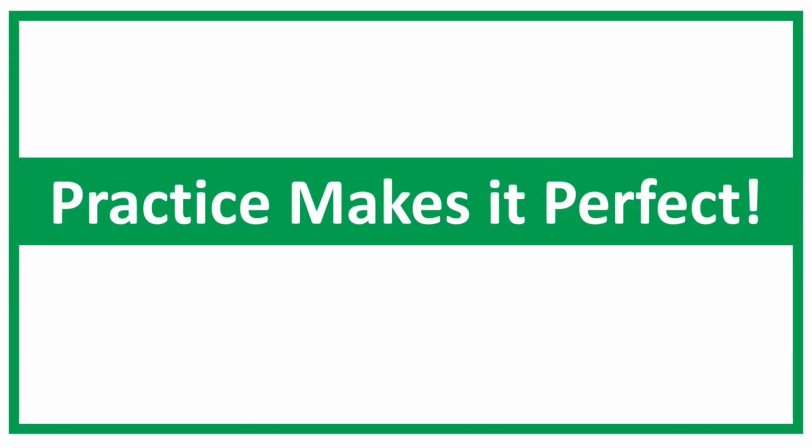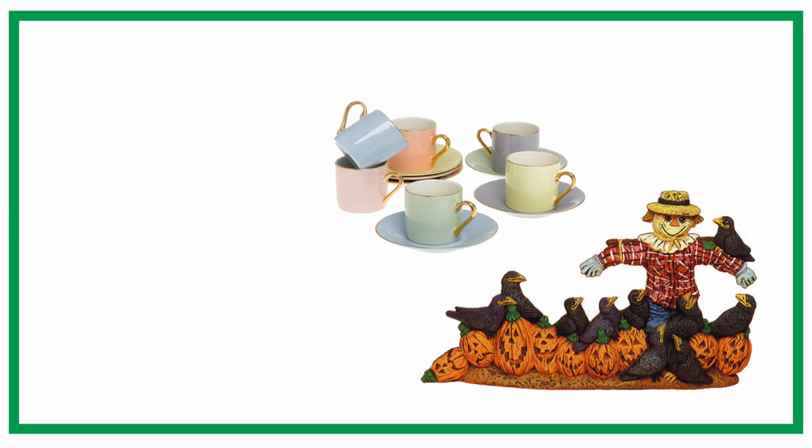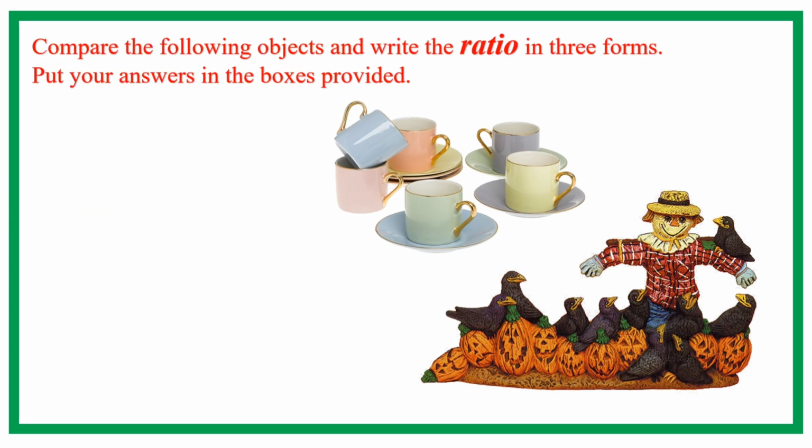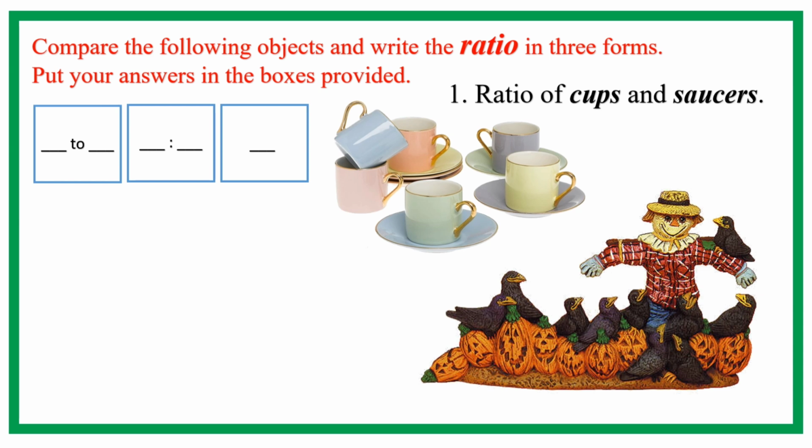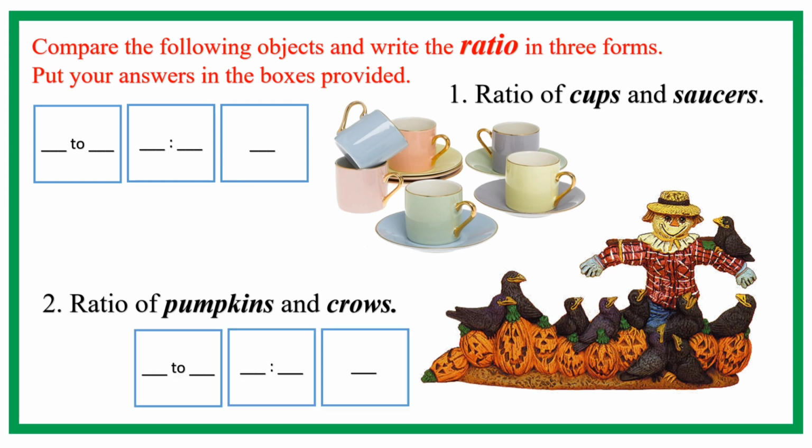Practice makes it perfect. I want you to answer these 4 questions. Number 1, the ratio of cups and saucers. Number 2, the ratio of pumpkins and crows. If you need more time, you can pause this video.